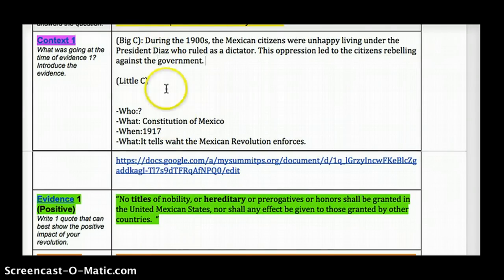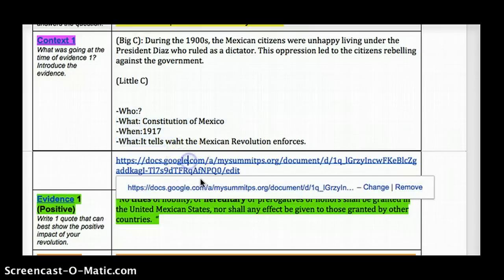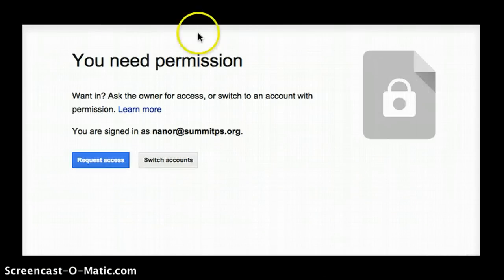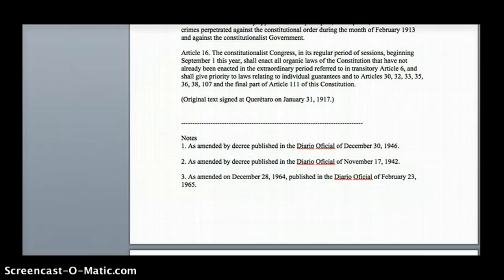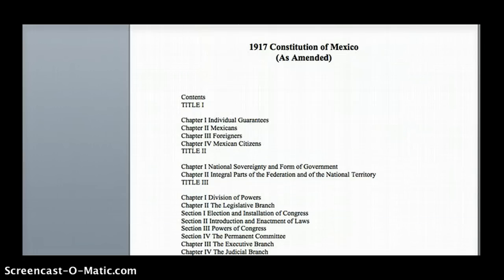Now we gotta go to little c, which means what was happening right here when this document was written. So a lot of times, some of you guys don't have all this information. Like this student here doesn't have who wrote it. So we need to actually go to the source and let's see if we can find it there. Hold on, I have access right here. So when I go to this source, I see this long document, and it doesn't tell me who wrote it. I looked all around, it doesn't tell me, but it just says it's Constitution of Mexico. So if I don't know who wrote it, what do I do?